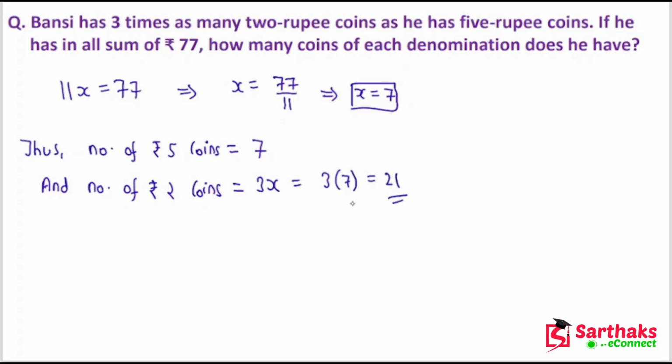So he had in total 28 coins, in which 7 coins were of rupees 5, which equals 5 into 7, that is 35 rupees, and he had 21 coins of rupees 2, which is 2 into 21, equal to rupees 42. You can clearly see rupees 42 plus rupees 35 equals rupees 77. So we have verified also. You can verify your answer by putting it in the question, right? So this was how we solved another question.